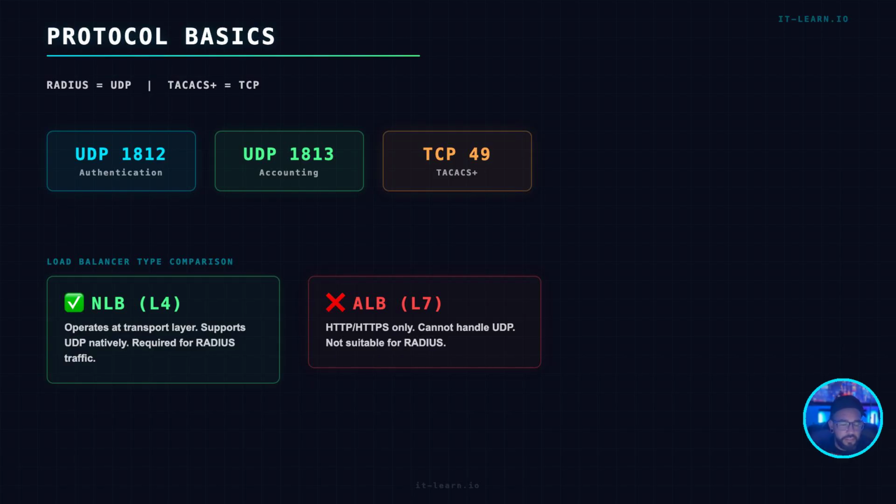The second part to this is a listener. A listener tells the load balancer which port to watch and where to route traffic to. So if you have a virtual IP, let's say, for example, 192.168.100.100, a listener on UDP 1812 means any RADIUS authorization packets hitting that IP get forwarded to your backend PSN pool. Any traffic with no matching listener gets dropped, full stop.